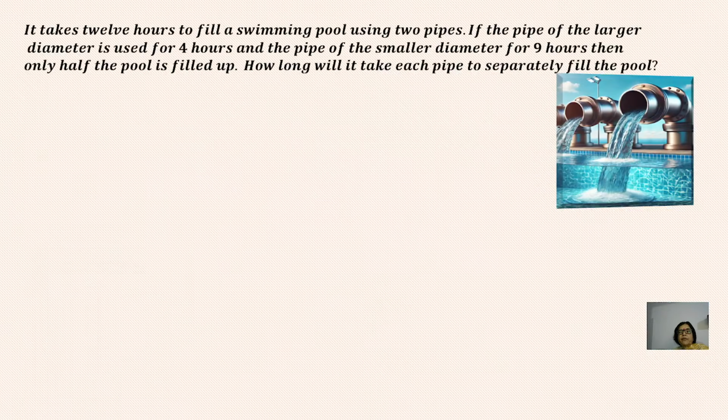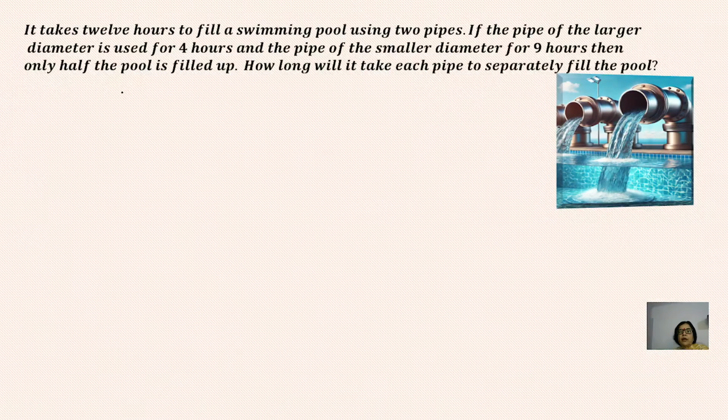So let us take the first question that is here. The question states that it takes 12 hours to fill a swimming pool using two pipes. If the pipe of the larger diameter is used for 4 hours and the pipe of the smaller diameter for 9 hours, then only half the pool is filled up. How long will it take each pipe to separately fill the pool? So we have here two pipes. One is of a larger diameter, one is of a smaller diameter. And if they simultaneously fill the pool, then they can fill the pool in 12 hours.